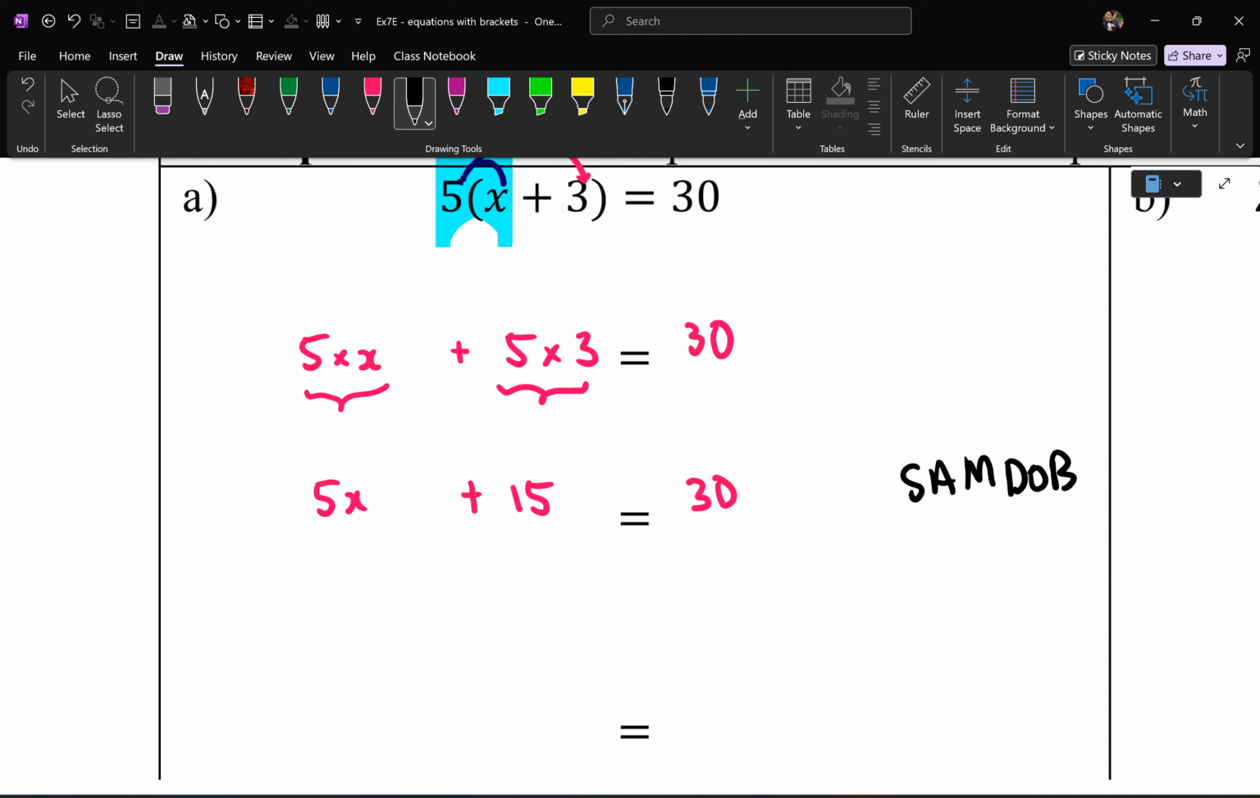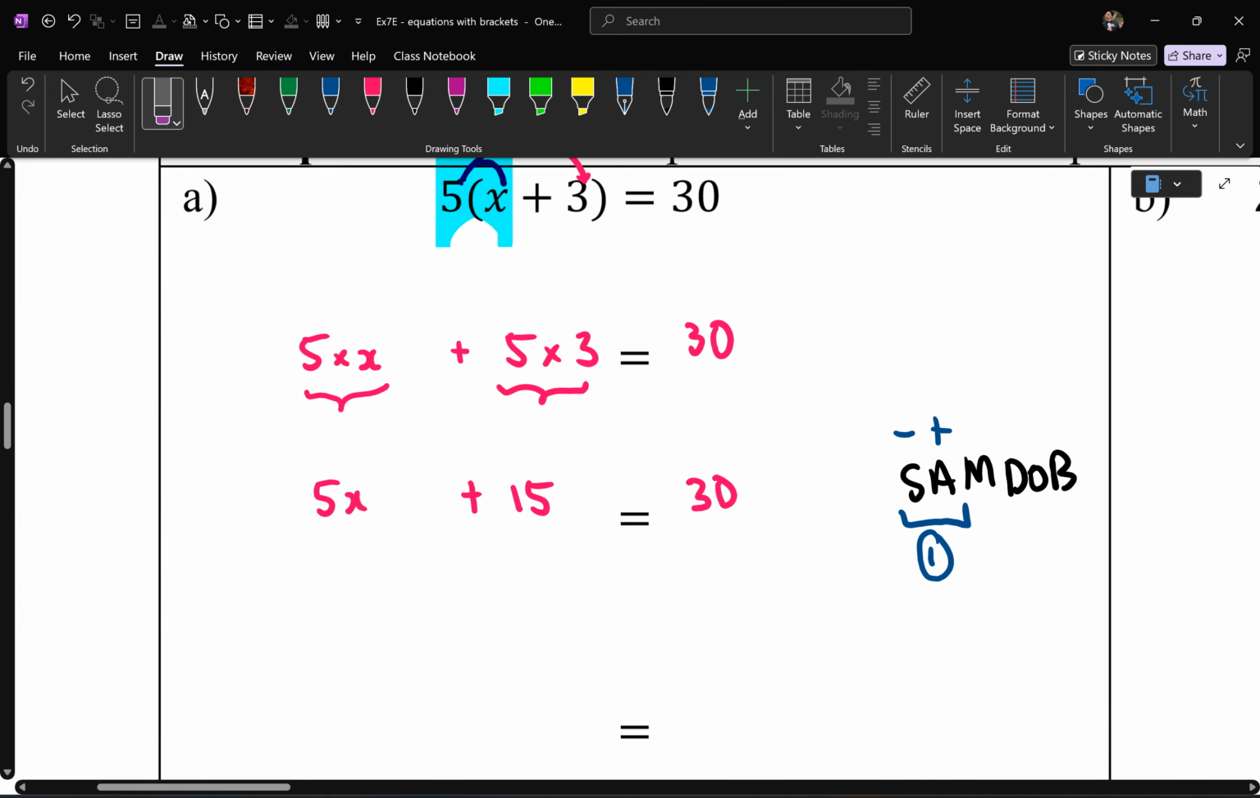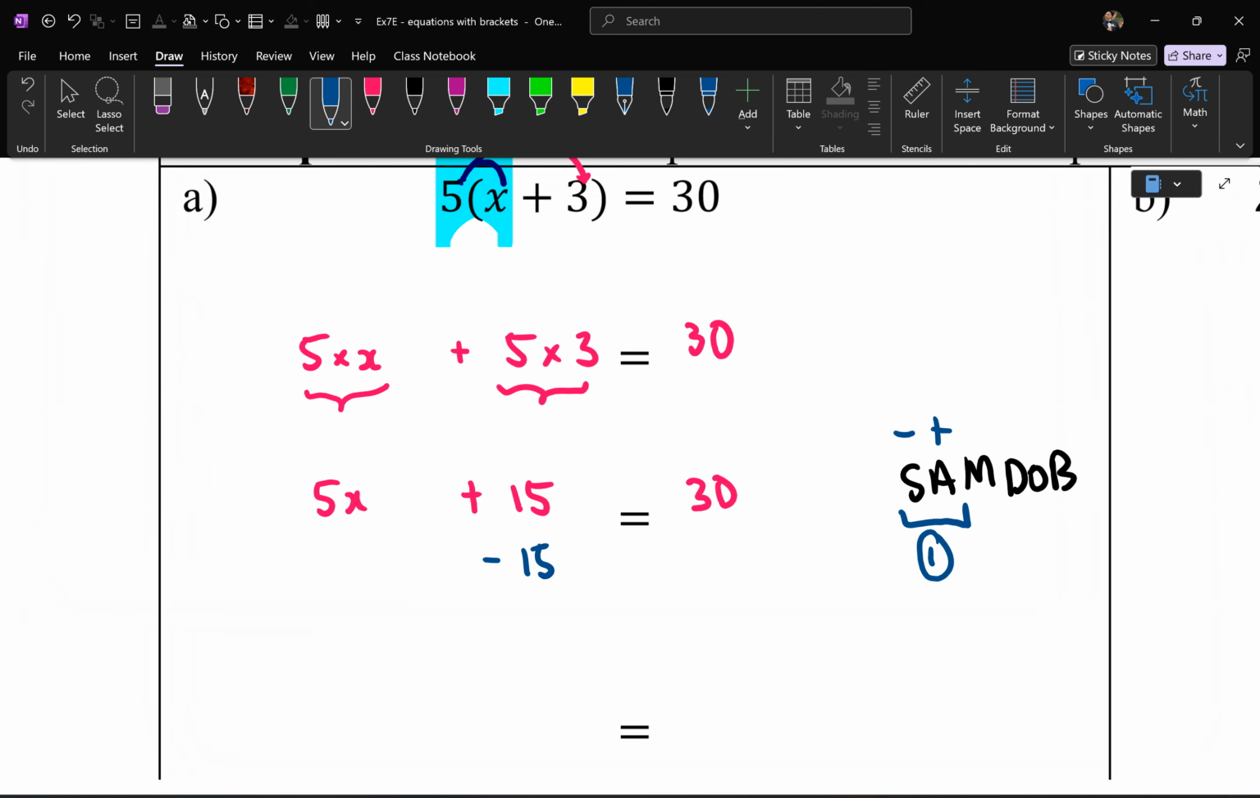Do you see any subtraction or addition so that you can get rid of first? Yes, Liam. Very good. This is a plus 15. There is a plus 15, so that's the first thing we're going to get rid of. So first thing in SAMDOB, get rid of any addition, subtraction. What's the opposite of plus 15? Let's go with Elliot. Subtract. So I'm going to subtract 15, but whatever you do to one side, you do what? To the other. Very good, Mateo. If I subtract 15 on the left, I have to? Very good. Subtract 15 from 30 as well.